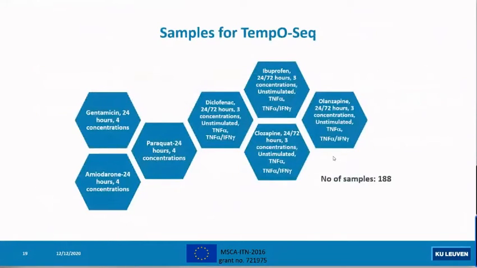So these were my samples for TempO-Seq. The first three here were the entry chemicals for which I only tested the chemical itself, no co-stimulation. But for the other chemicals, I had unstimulated, TNF-alpha, and interferon gamma together, and 3 concentrations of each, while here I had 4 concentrations.